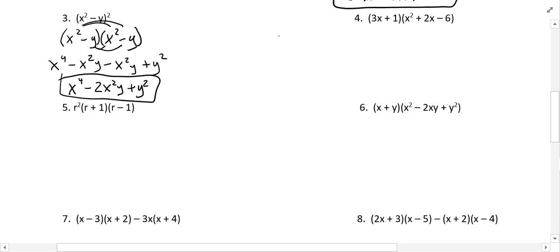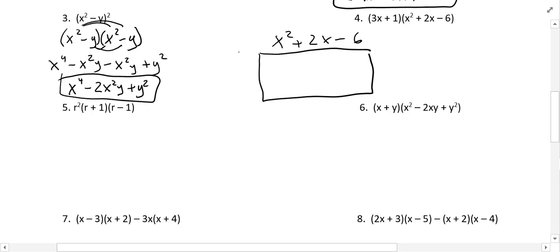So I'm going to take the trinomial first. So I have x squared plus 2x minus 6, and that's going to make the top of my box. And then on the side of my box, I'm going to put the binomial. So 3x positive 1, so plus 1 here. And then I'm just going to make these little sections so I can fill in.